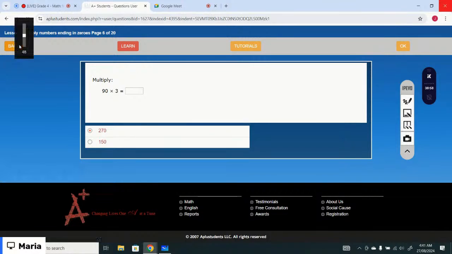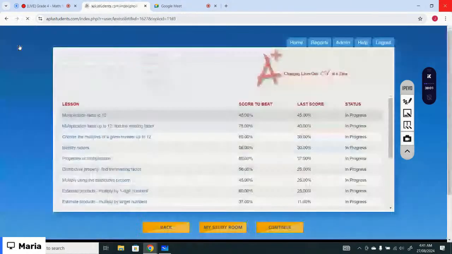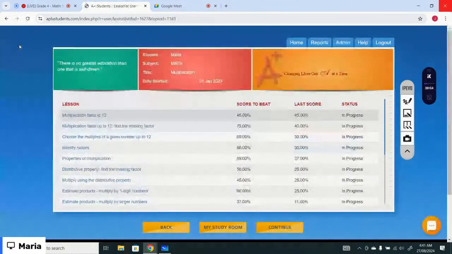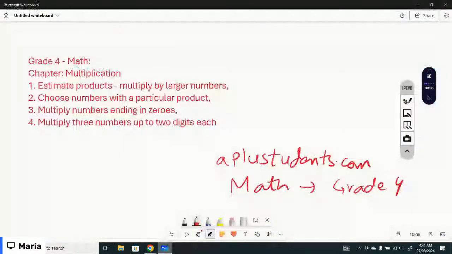Okay, you can complete the lesson by yourself later today. So we were working on grade 3 math, grade 4 math. The chapter we were working on is multiplication. And the lessons we have covered today are estimate product, multiply by larger numbers, choose numbers with a particular product, multiply numbers ending in zeros.